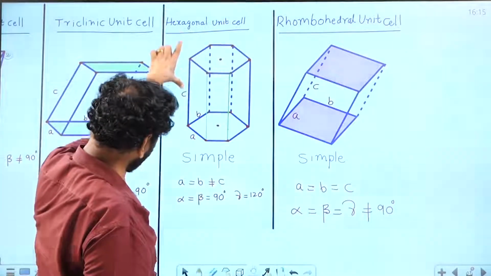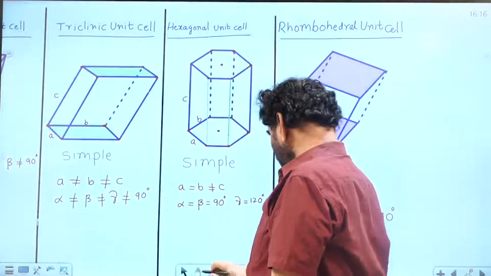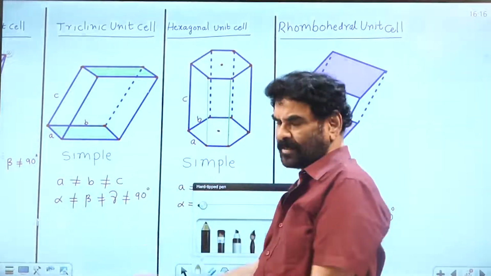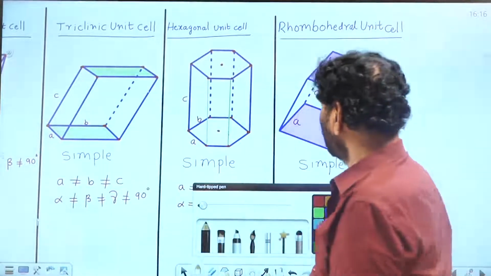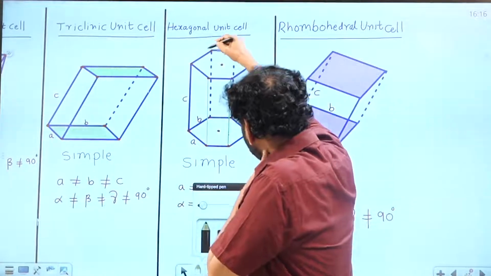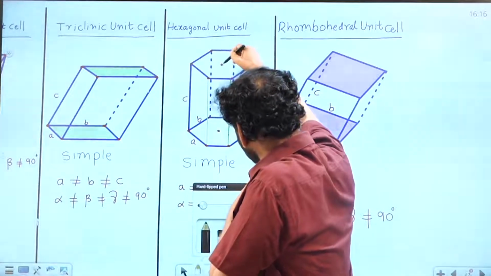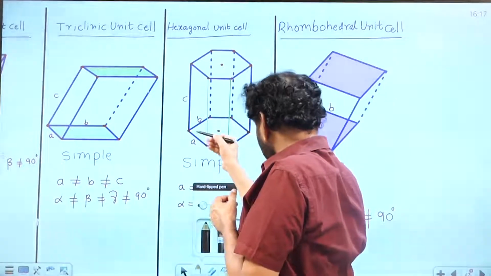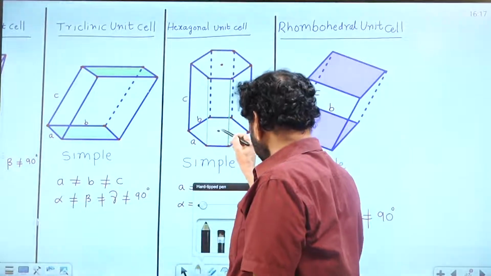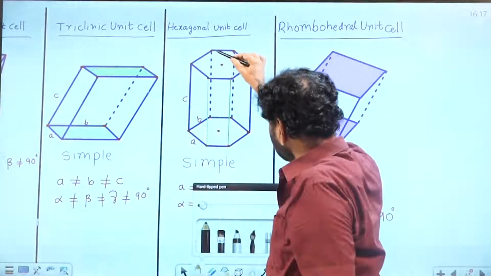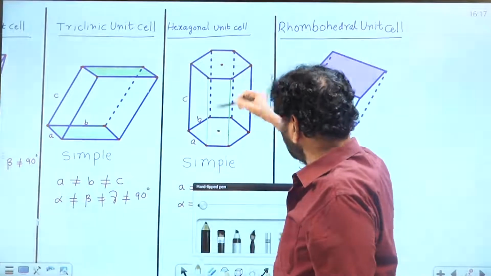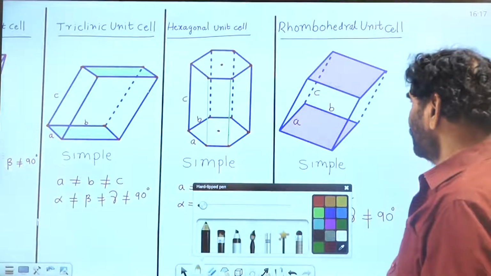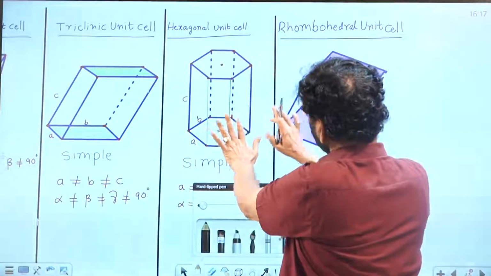Only one unit cell is possible, the other unit cells are not possible at all. That is the simple one. This is the distribution: lattice points at the 6 corners and one at the face center at the top, and likewise at the bottom, 6 corner points. Total lattice points involved is 6 plus 6, 12, plus 2, 14. 14 lattice points are involved there. So this is called the hexagonal unit cell.